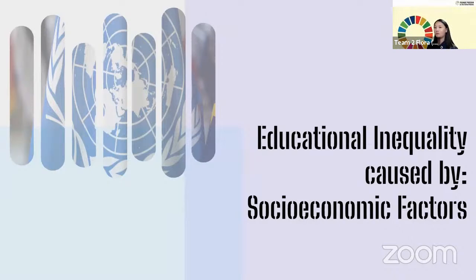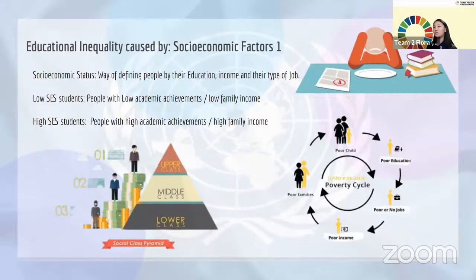Educational inequality caused by socioeconomic factors. One of the factors that causes educational inequality is an individual's socioeconomic status. Socioeconomic status, which is a way of defining people by their education, income, and their type of job, can mainly be separated by 2 ways. 1. Students or people with low socioeconomic status are the people with low academic achievements and low family income. High socioeconomic status meaning the opposite, the people with high levels of academic achievements and high family incomes.